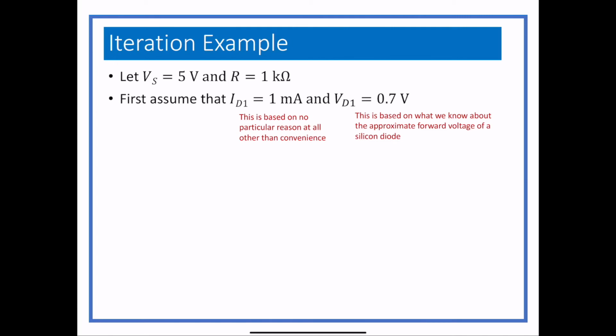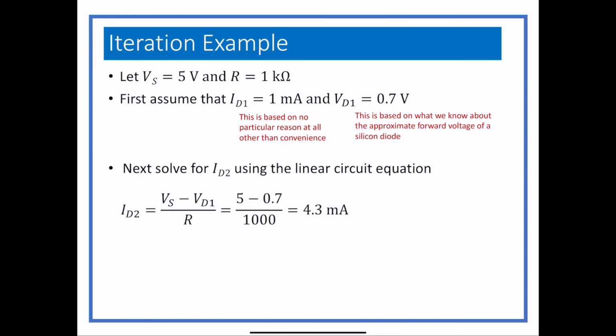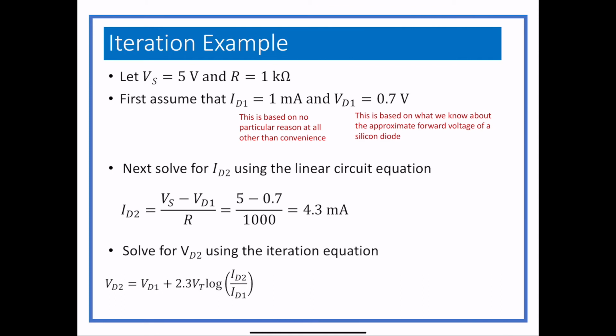So we use the linear equation from the circuit to solve for ID2. So we just take the source voltage, subtract our initial assumption for the voltage, and divide by 1,000. We get 4.3 milliamps. Then we use the iteration equation to find the second diode voltage. And when we do that, we plug in the numbers and we get 0.736 volts for the second voltage.